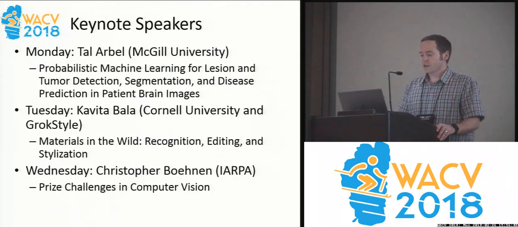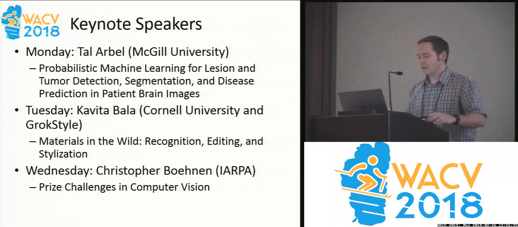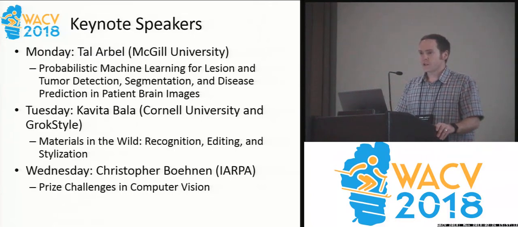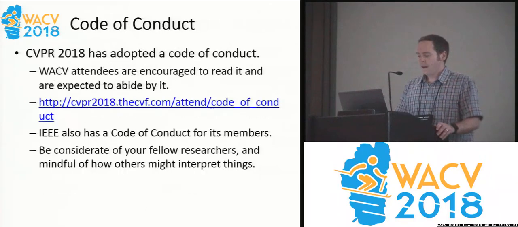Again, we have keynote speakers starting each afternoon of the main conference. Today, Tal Arbel from McGill is going to tell us about something that I'm told we should not describe as an application of computer vision, which is medical image analysis. On Tuesday, Kavita Bala from Cornell University and GrokStyle is going to talk about material recognition, editing, and stylization. And then on Wednesday, Christopher Bennin from IARPA is going to talk about prize challenges in computer vision, including one that's just getting started, that's associated with the CVPR workshop.